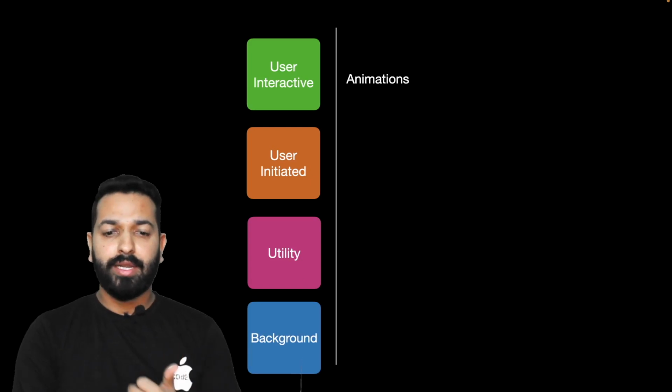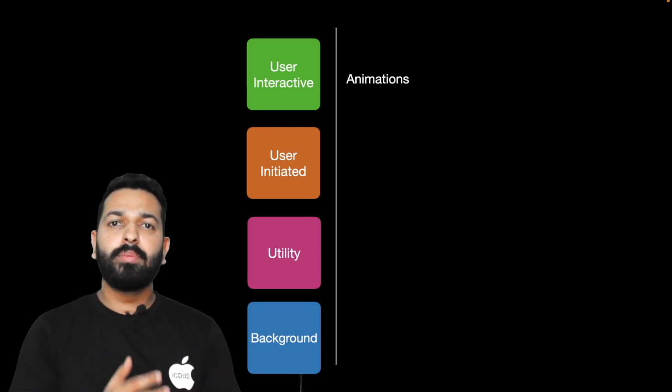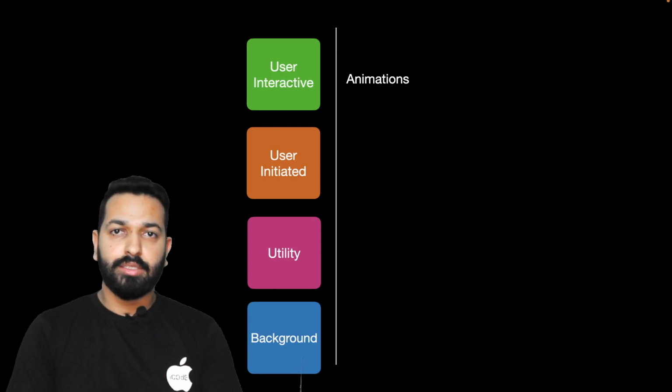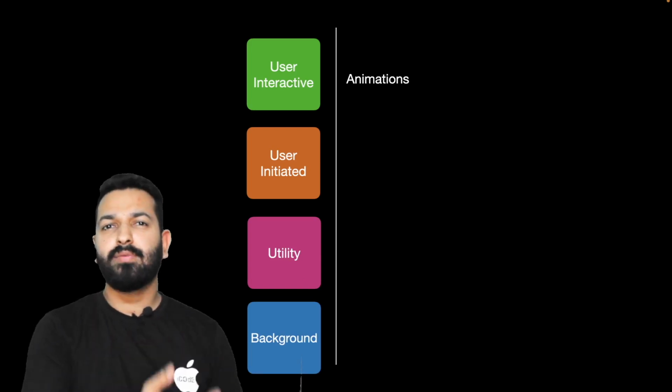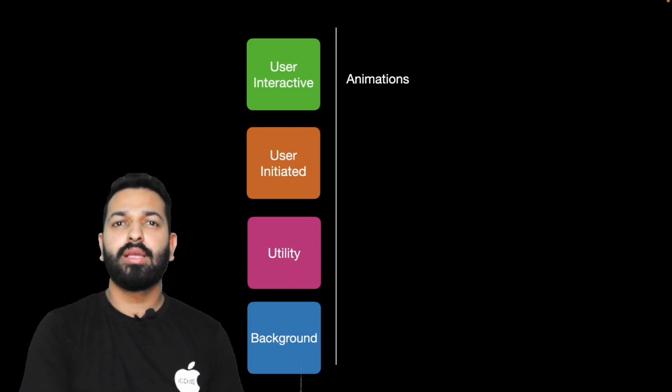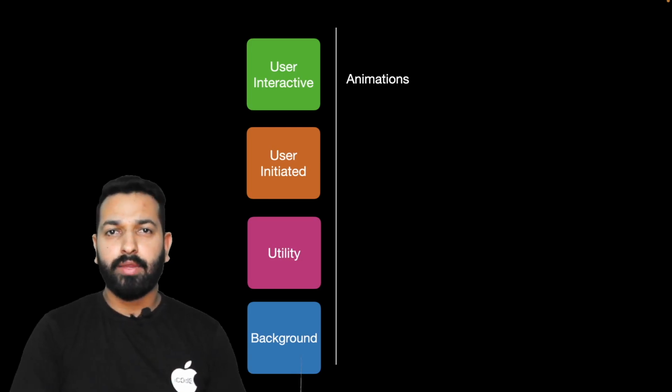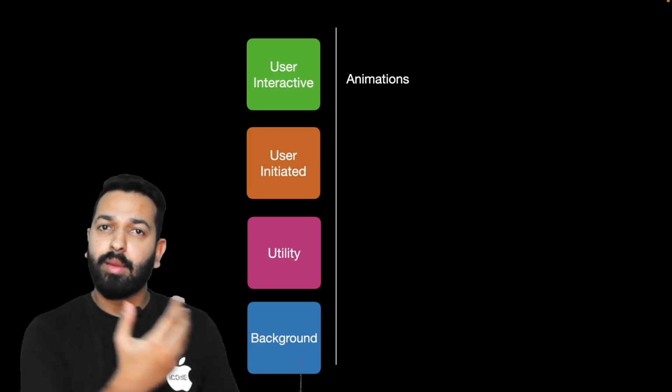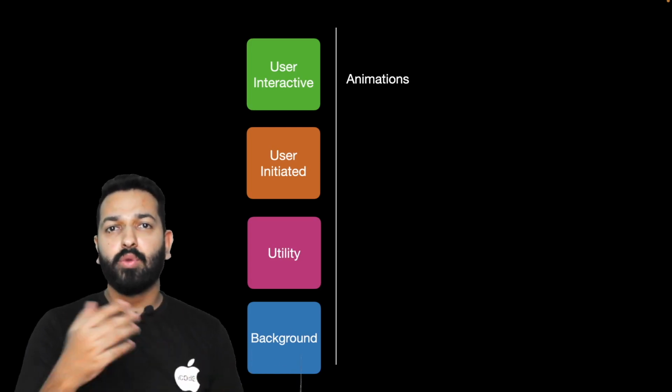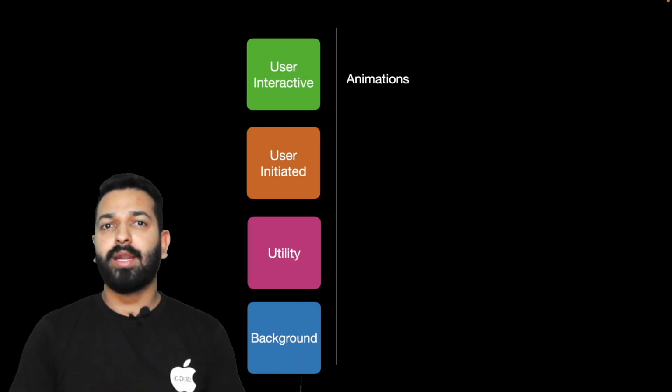The first one is user interactive. User interactive should be used when we are dealing with animations, basically any of the user interactive jobs, any of those kinds of actions. Now again, I am not saying that we should not be using the main queue. The main queue is the recommended way for dealing with UIKit, for dealing with any of the user interactions.